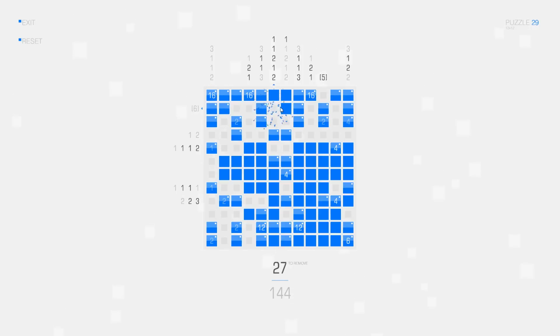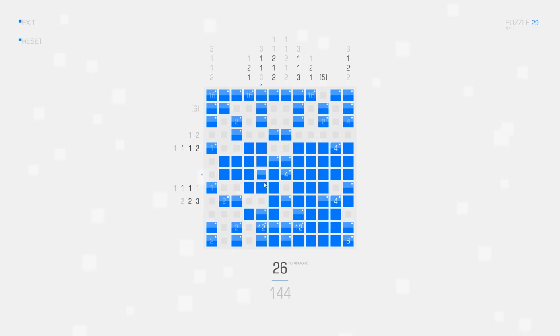So I can delete the remaining squares, and that also means that the group of 16 squares can only be completed like this. So now I completed the top section of this puzzle. Let's see what else we have. Let's look at the column clues again. We have 2 and 1 here. That is not helpful yet.